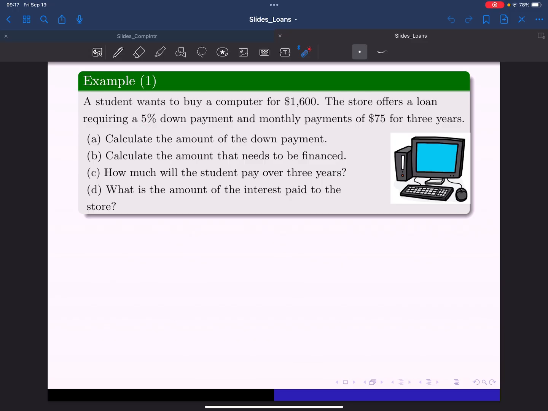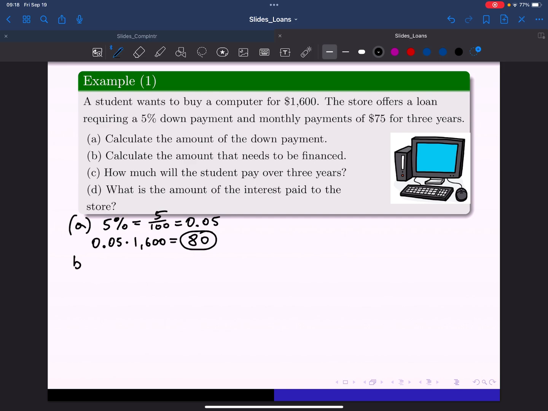The down payment is 5%. We need to calculate 5% of 1,600. So part A, 5% we change to a decimal. 5 divided by 100 is 0.05. How do we calculate 5% of 1,600? We simply multiply it out, right? So we have 0.05 times 1,600, and that gives us $80. So the down payment is $80.